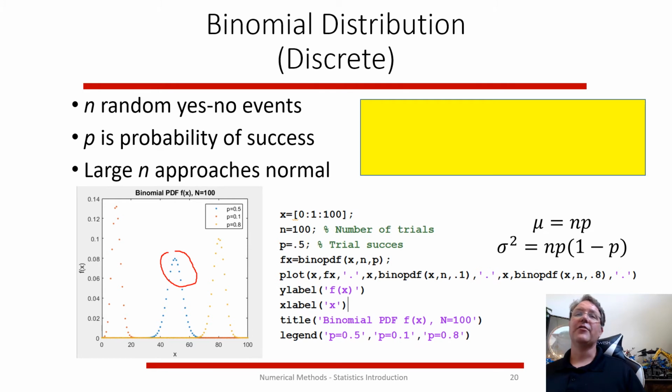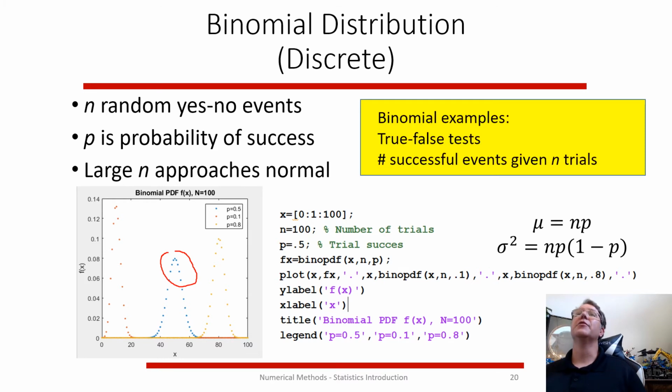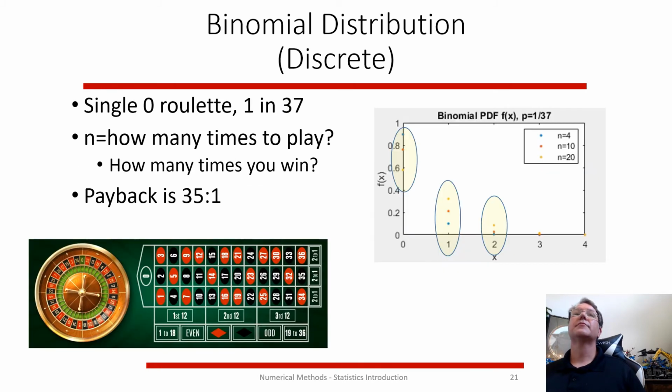This is more like a test. If you had 100 true, false questions on a test and you're totally randomly guessing, you should have this nice little distribution where most everybody's between 40 and 60. And again, average and standard deviation relate to the parameters you use to describe this distribution. So those are the important parts for the binomial distribution. True, false tests, number of events given so many trials.